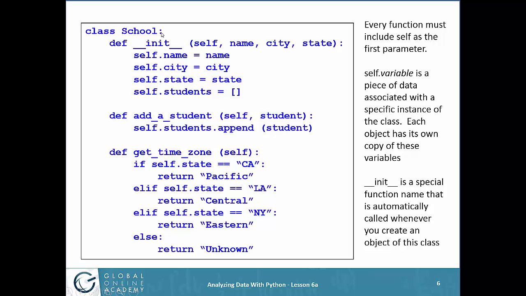Class School, colon. Now everything underneath it is indented, so it's part of the class. Until I stop indenting and go back to putting things in column 1, this is all part of the class definition. What have I got here? I'm going to define a function, then another function, then another function. You should be familiar with this syntax from last week's lesson on functions. Here I'm going to define a function called __init__. As in any function, I put parentheses and say what the parameters being passed in are, and then I put a colon.